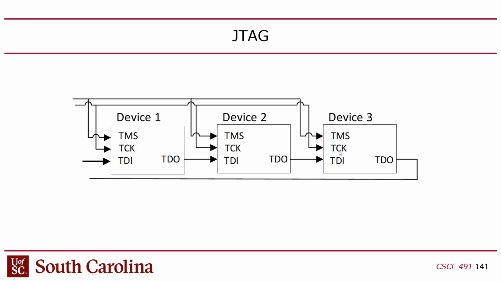So as I mentioned, test data in comes in, test data out goes out, and then you create this daisy chain. And then, of course, the clock is fanned out. You have one clock that's just distributed to everybody. And then you have the test mode select, which I was talking about earlier. Test mode select is also fanned out like the clock. So you have one global clock and you have one global test mode select. But the data bits are chained, like in a big shift register, right?